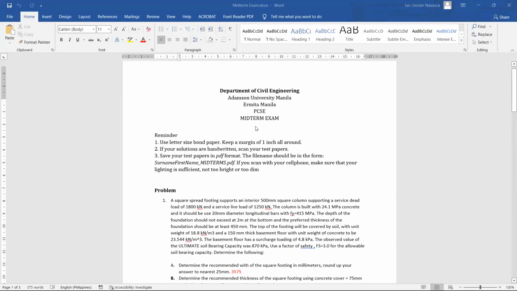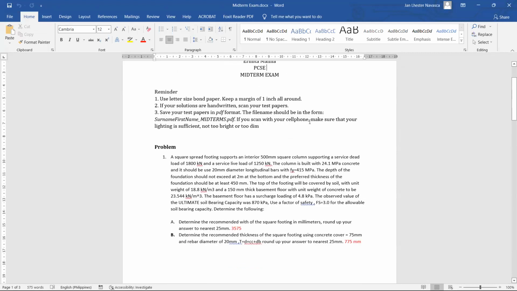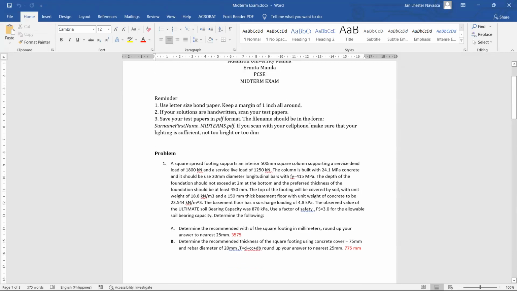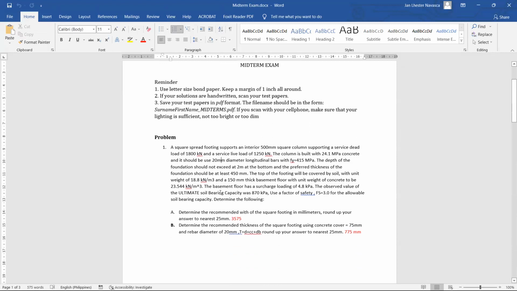Okay, good afternoon class. So today we will discuss the solution to your midterm exam and also the additional miscellaneous topic in designing isolated footing, before we go to the introduction to the deep foundations, which is specifically the pile foundations. Okay, so let's start with your midterm exam.